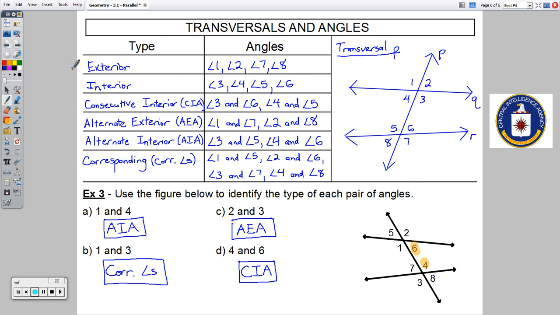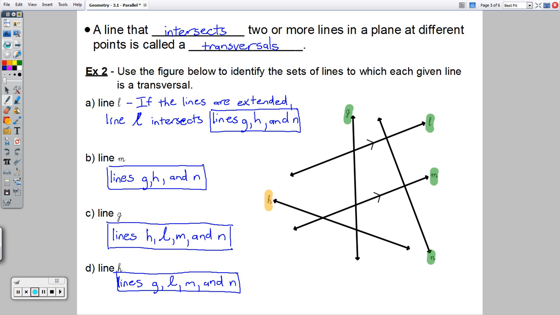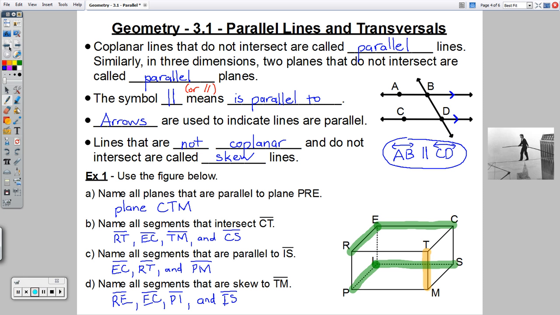And that'll do it for us for this first lesson here in Chapter 3, talking about parallel lines and transversals.